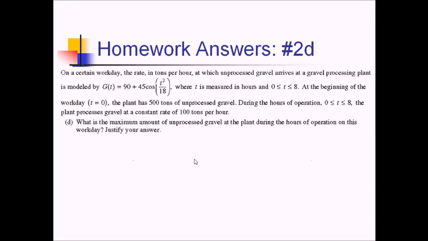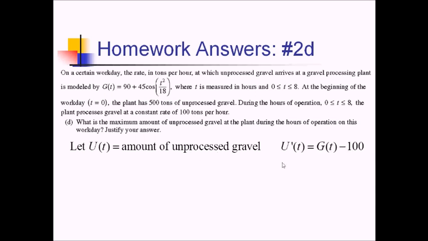For this last part of our problem, we want to know the maximum amount of unprocessed gravel during our hours of operation. So I basically have to find critical values for a function that describes the rate at which the gravel is changing. The problem is I don't have a function like that defined yet. So I'm going to define a new function, u of t. This is the amount of unprocessed gravel. And then I can define u prime of t as the rate in, g of t, minus the rate out, minus 100. So this now tells me the rate at which gravel is changing overall.